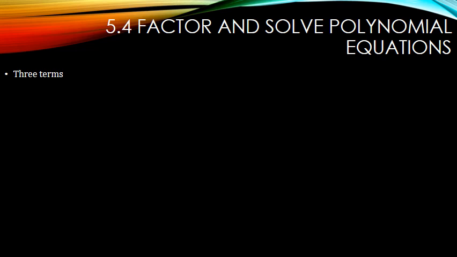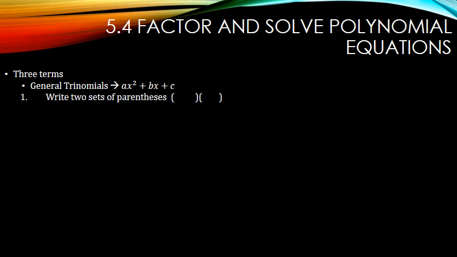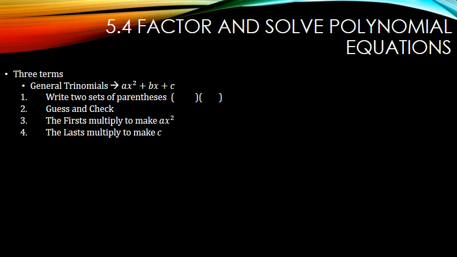So again, for factoring, the first step is to check for common factors. Second step is count the terms. If there are 3 terms, it's a general trinomial, such as a quadratic. To factor these, we did that last chapter. So it's 2 sets of parentheses. And then you guess and check. The first part of each of the parentheses multiply to make the first, the ax squared. The last part of each parenthesis multiply to make the c, the last part of the trinomial. The outers plus the inners make the bx. So you guess the first, guess the last, and then you check with the inners plus the outers.